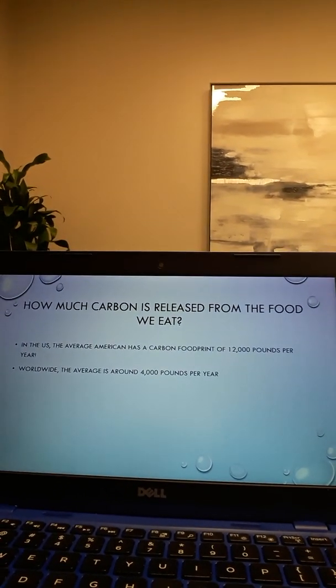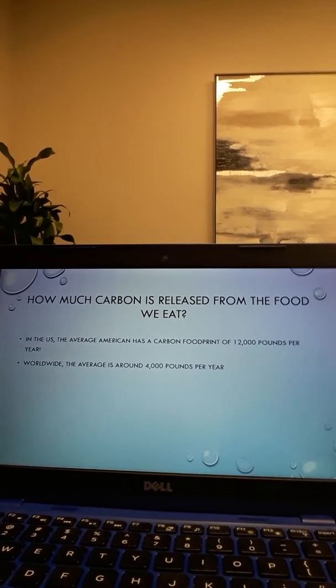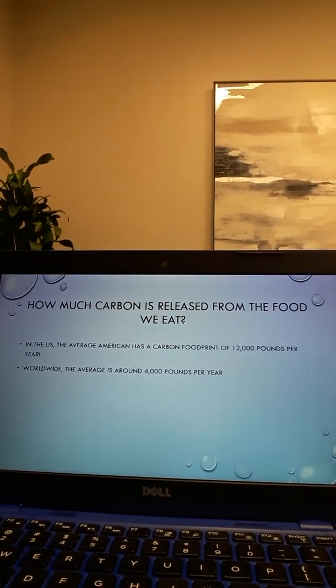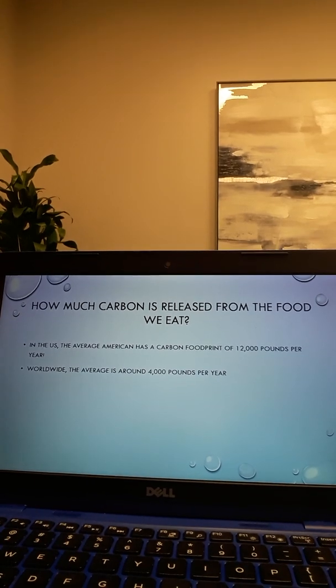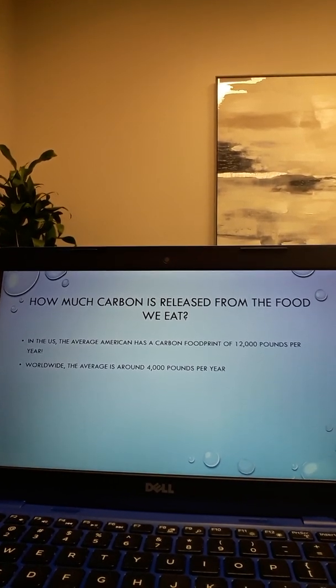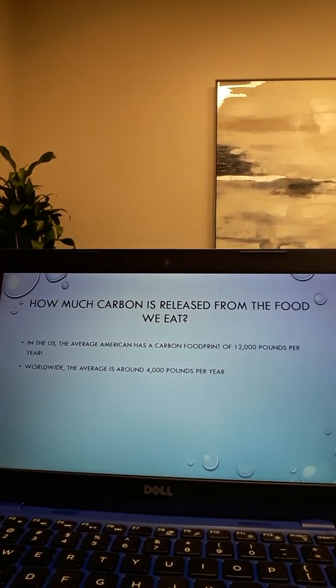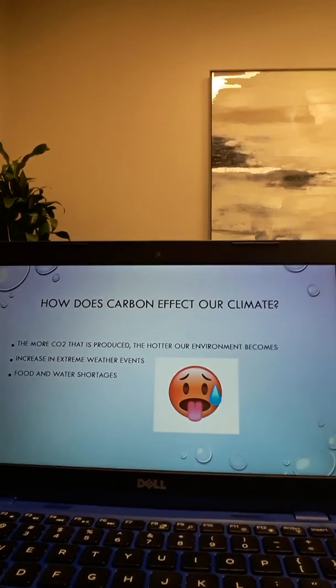So, how much carbon is released from the food we eat? In the US, the average American has a carbon footprint of 12,000 pounds per year. Worldwide, the average is around 4,000 pounds per year. So, we're pretty high on the scale there in the US.